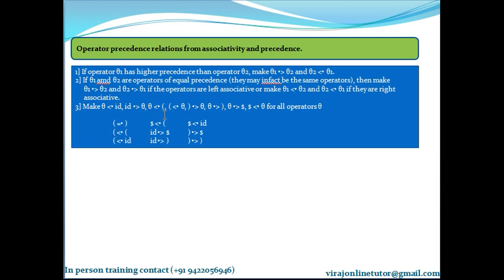Make all operators less than open bracket. Make open bracket less than all the operators. Make close bracket greater than all the operators. Make all the operators greater than close bracket. Make all the operators greater than dollar. Make dollar less than all the operators. And then finally just follow this set of assignment statements, those are given. With this, your entire table, which is on my next slide, is prepared. Just follow these 3 rules and your table is done.